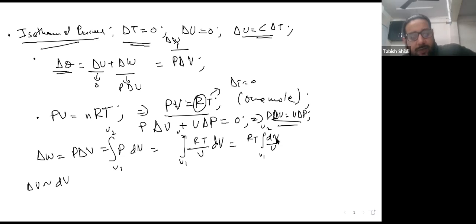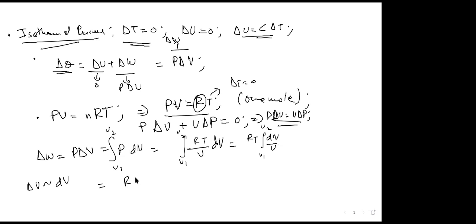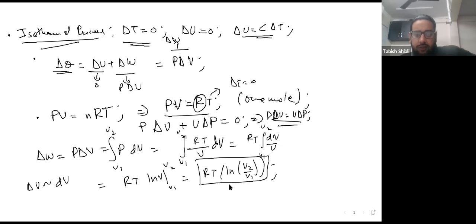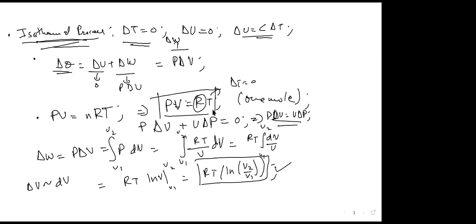What is the integral of 1 by V? Log, ln V. So this is just RT log V from V1 to V2, which is nothing but RT times log V2 divided by V1. So my work done for an ideal gas during an isothermal process is just the log of the ratio of the two volumes. Notice that this does not at all depend on pressure. We used the fact that there is an equation of state.